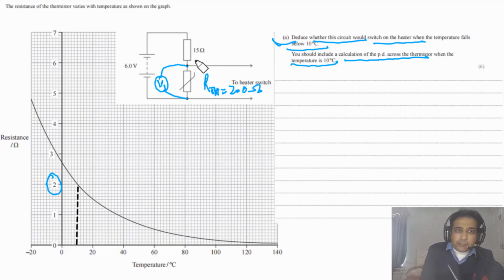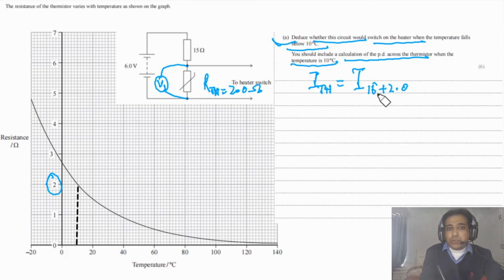As this 15 ohm resistor and the thermistor are connected in series, the current passing through the thermistor is the same as the current passing through these two together, meaning 15 ohms plus 2.0 ohms for the thermistor. This is the total current. The total current is equal to the current passing through this thermistor, because the current passing through the switch is negligible. We are assuming its resistance is very high.